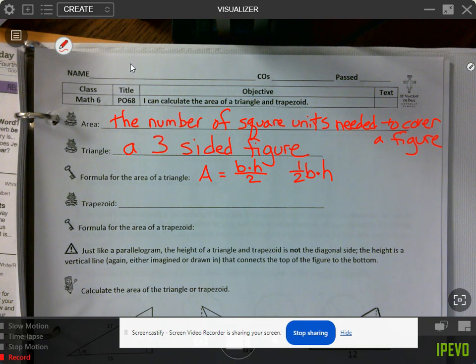A trapezoid. Anybody know what a trapezoid is? The triangle is easy. You know a triangle has 3 sides. What is a trapezoid, Madison? It has 4 sides. It does. It is a quadrilateral, but it is not any old quadrilateral. It has exactly 1 pair of parallel sides.